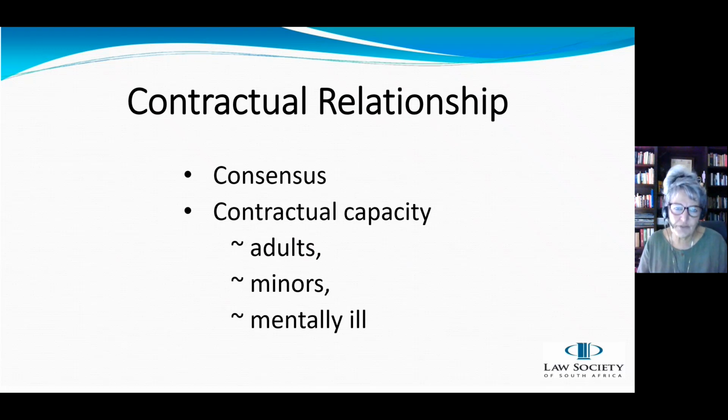Then, of course, if you want to sue on the basis of a contract, then the contracting parties must have contractual capacity. And just briefly, adults have full contractual capacity. Adults meaning every person above the age of 18 who is of sober mind and in healthy mental condition, that knows what is right or what is wrong. Those are adults and they have full contractual capacity.